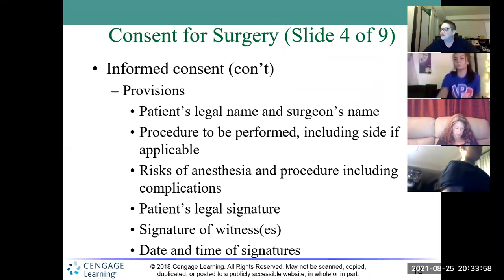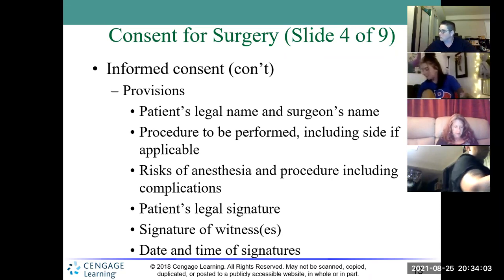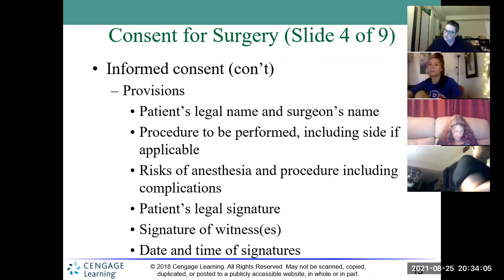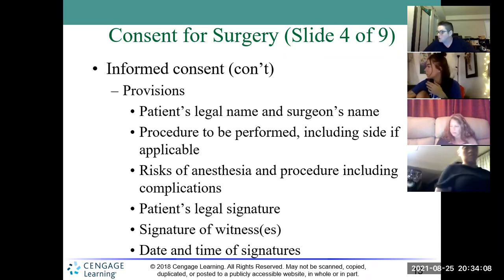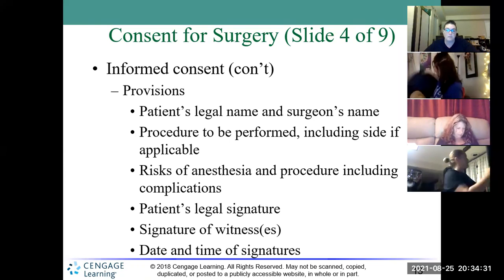On the informed consent form, this is a sample of a standard consent on page 33. On that, it has to have the patient's legal name, the surgeon's name, the procedure that's going to be performed, and it has to include which side, left or right, if that's applicable. And the risks of anesthesia and the procedure, including any complications.